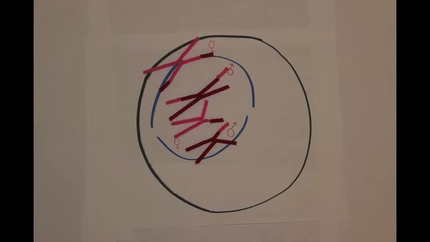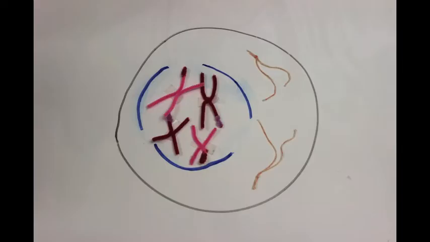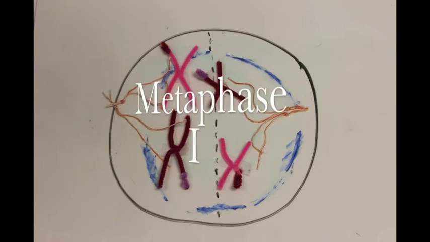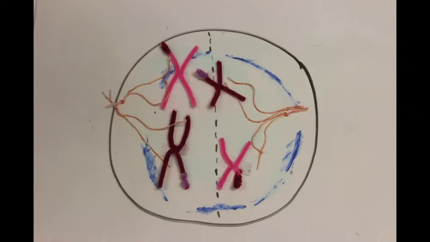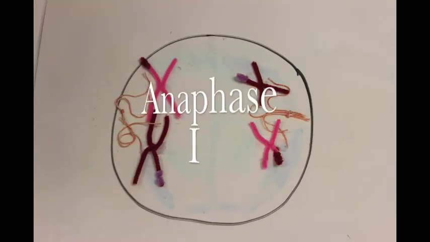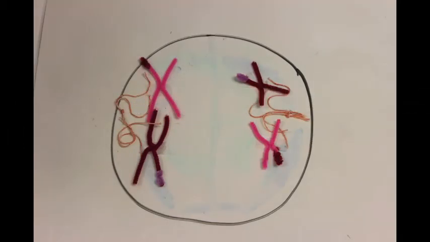Back to the end of prophase. Spindle fibers form from microtubules. During metaphase 1, the bivalents, which is another name for homologous pairs, line up across the cell's equator. Then the nuclear membrane disintegrates. It then moves into anaphase 1. Spindle fibers pull the bivalents towards opposite poles of the cell.